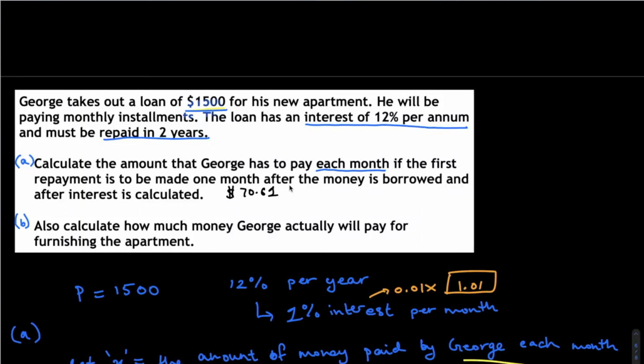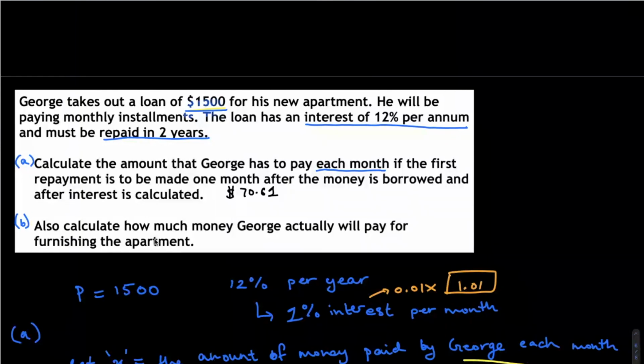What this answer means is that to get rid of his debt in exactly 24 months, George pays $70.61 every month at the bank. So at the end of 2 years, he'll have no debt left. Okay, that's it. That's what part A means. Now let's get to the next part, part B.